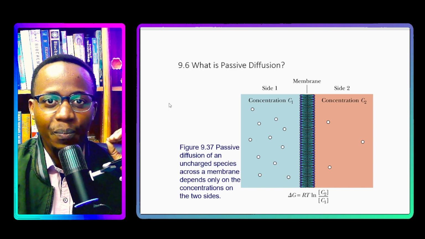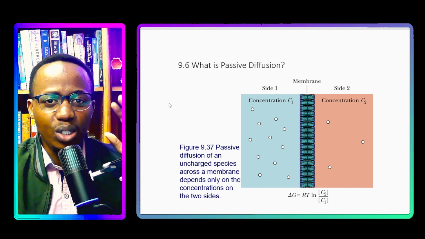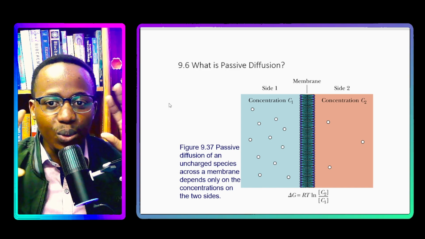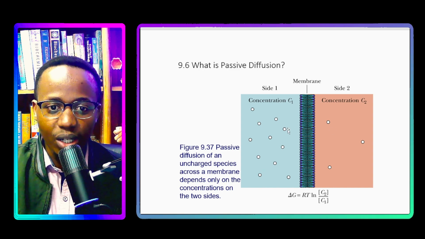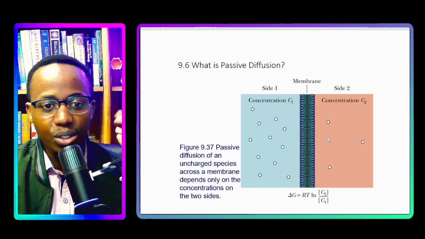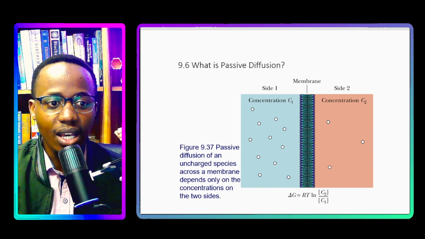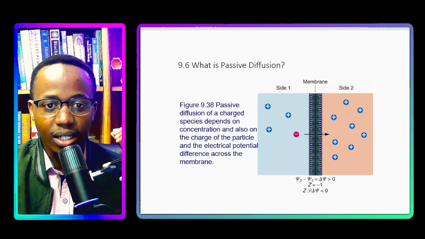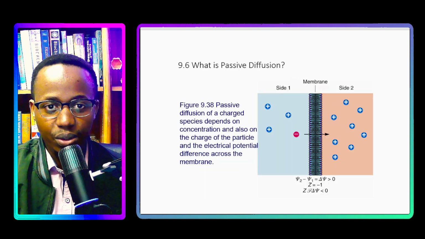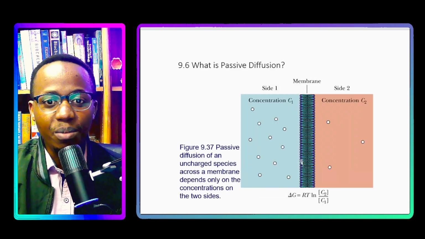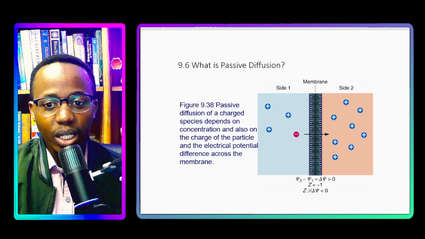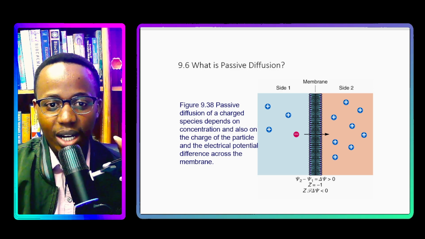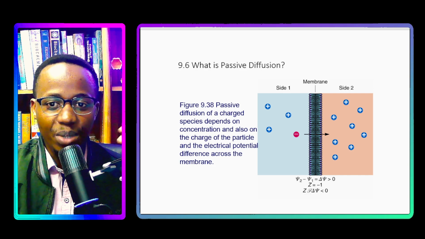What drives it? The concentration gradient or the concentration difference between the two sides, right? If you have a low concentration here and a high concentration here, it's going to move towards the low concentration. So this is the passive diffusion, right? We can have it driven by a concentration gradient, but we can also have it driven by a charge gradient, right? So it can be either a concentration or a charge gradient.